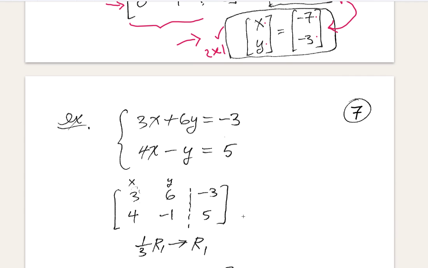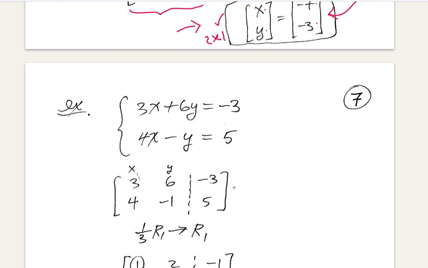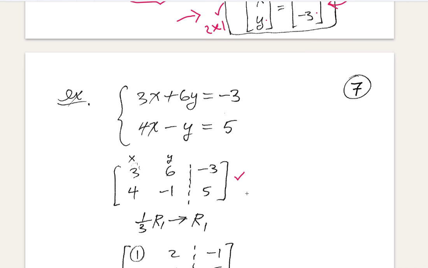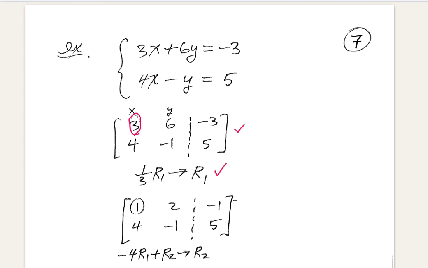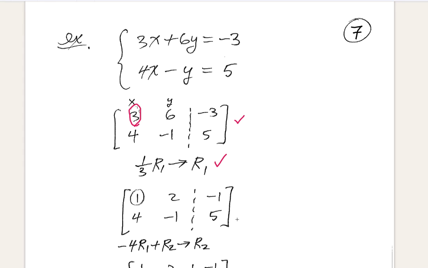I got 3x plus 6y is -3, 4x minus y is 5. Okay, write that as its augmented system. 3, 6, -3. 4, -1, 5. Okay, I want a 1 right here. I don't see any. I could add a multiple of this to this and then switch them, but I think I'm just going to divide by 3. So I go 1/3, think of it that way, times the first row replaces the first row. So then I've got 1, 2, -1.